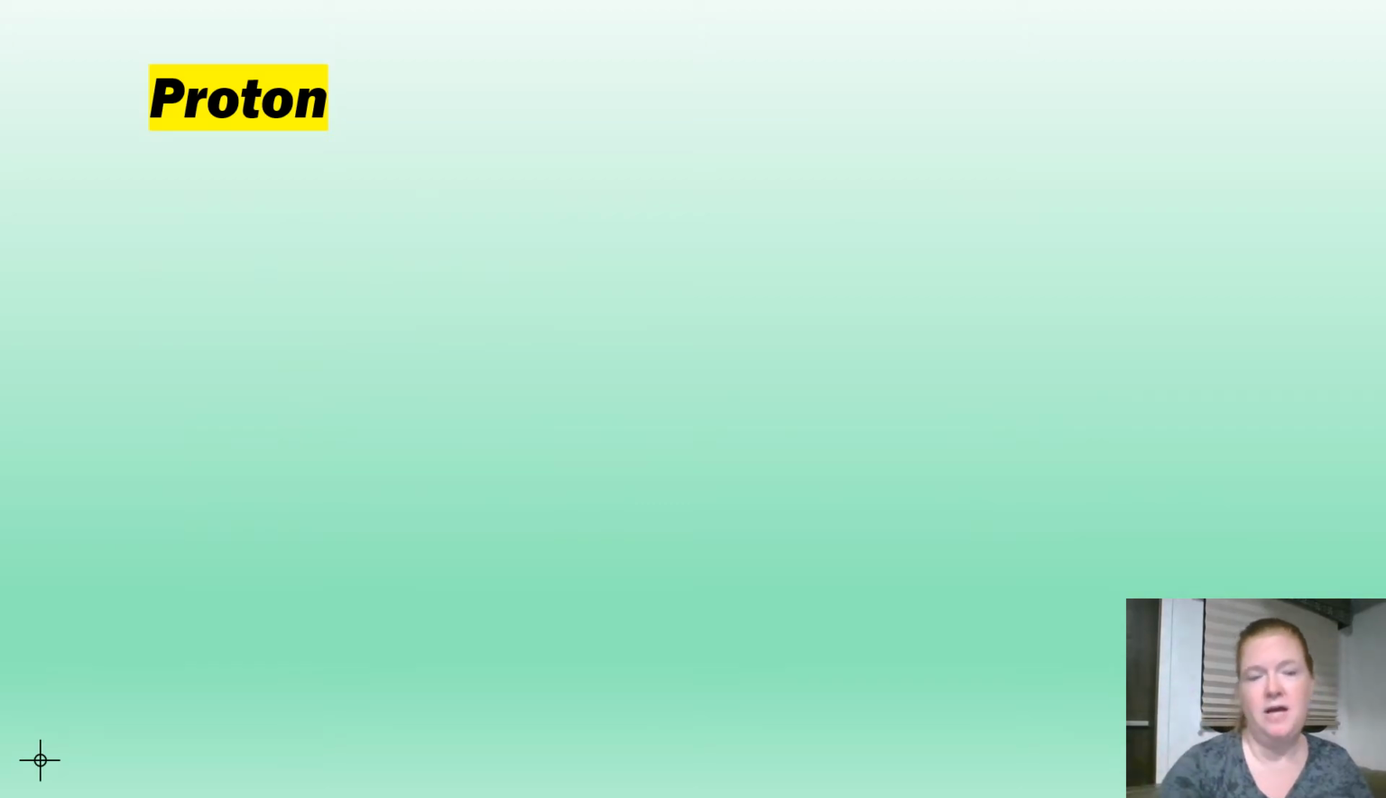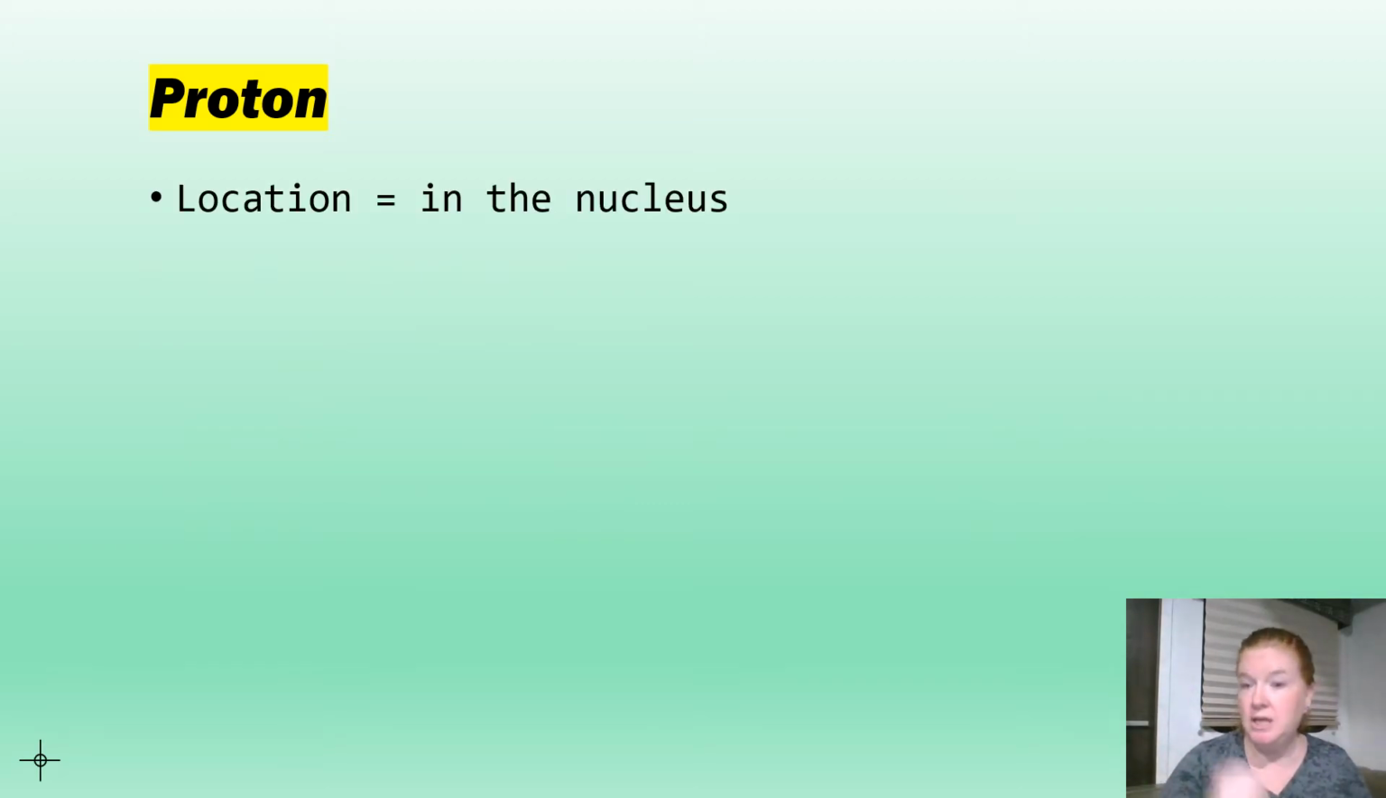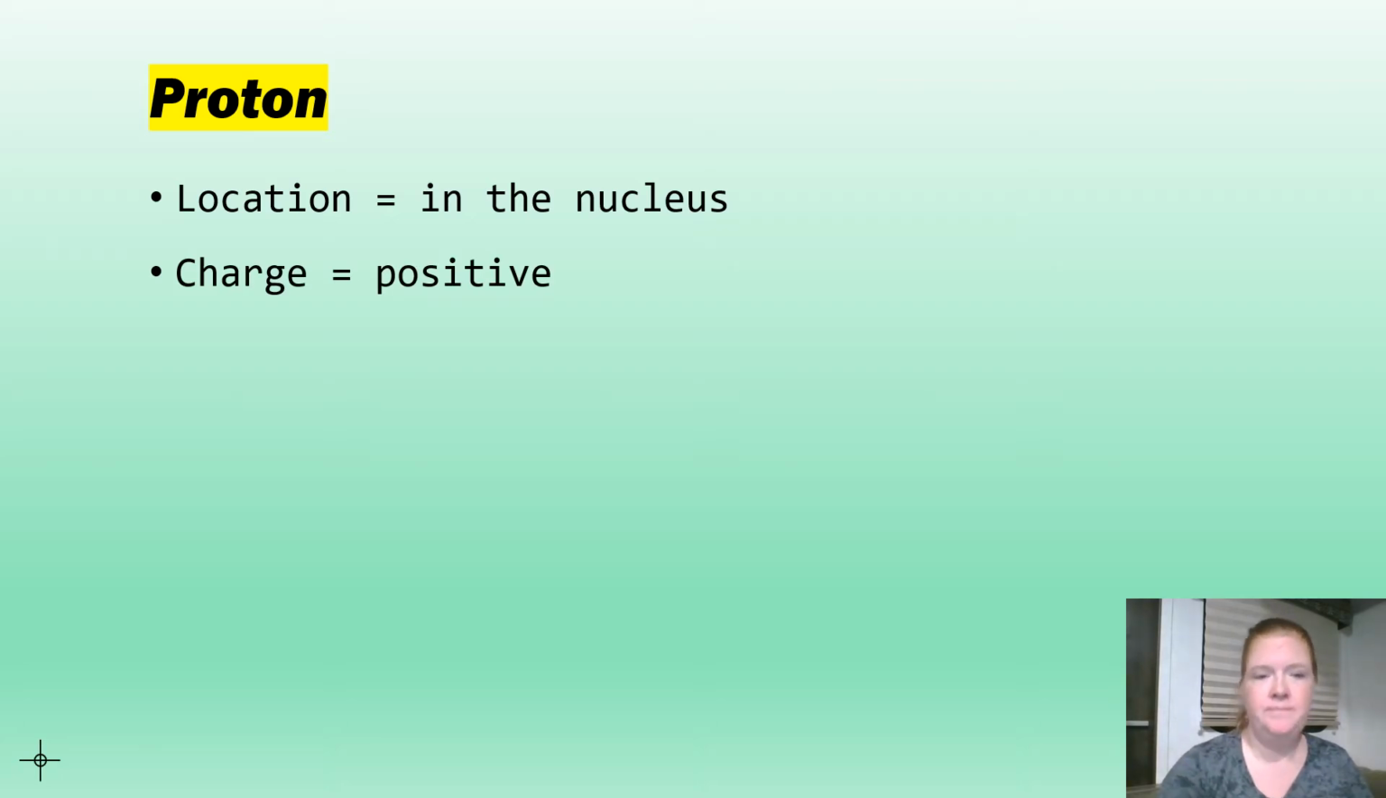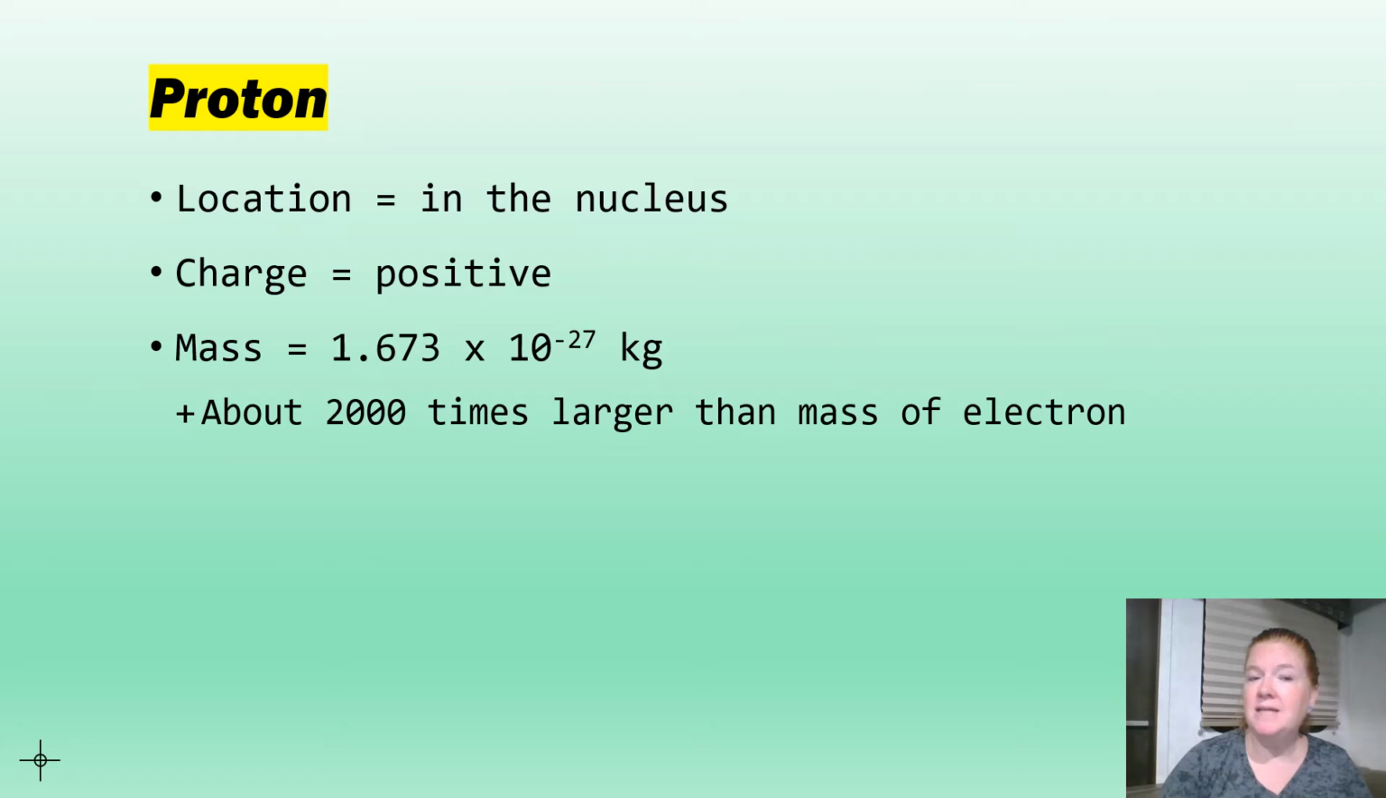Next, we have proton. Location: in the nucleus. The charge is positive. Its mass is about 1.673 times 10 to the negative 27 kilograms. Remember, electron was negative 31. So it's about 2,000 times larger than the mass of an electron.